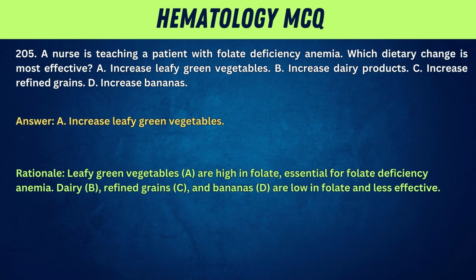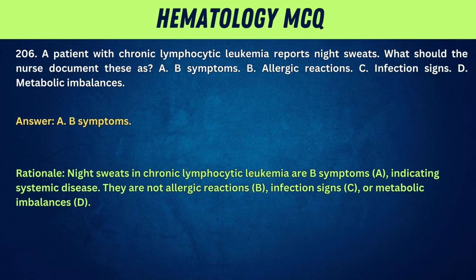Answer. A. Increase leafy green vegetables. Rationale. Leafy green vegetables, A, are high in folate, essential for folate deficiency anemia. Dairy, B, refined grains, C, and bananas, D, are low in folate and less effective.